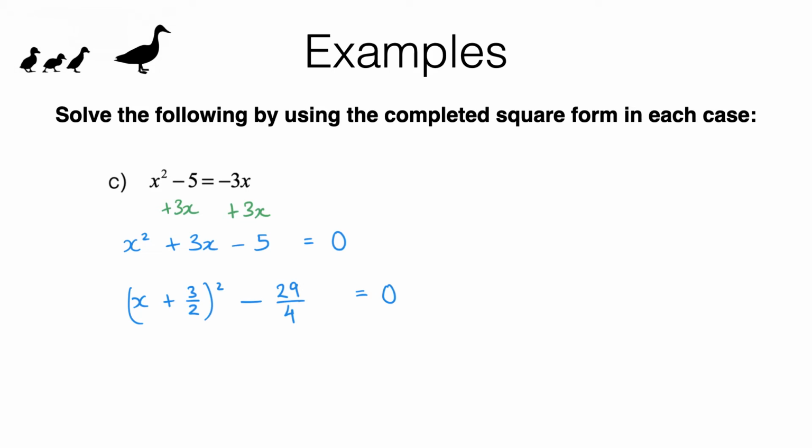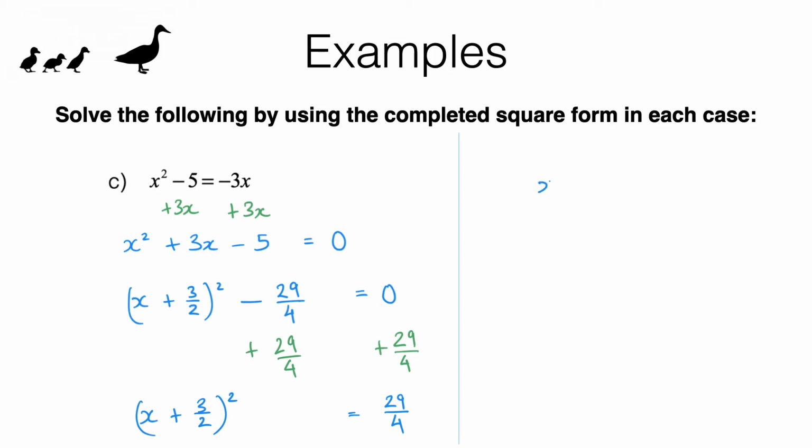As I said at the start of the video, if you're not sure about how to turn an expression like this into an expression like this in completed square form, then go back to topic A18b. Now let's carry on. I'm going to add 29 over 4 to each side. That gives me (x plus 3 over 2) squared on the left and 29 over 4 on the right.